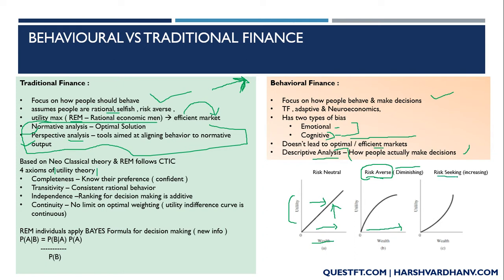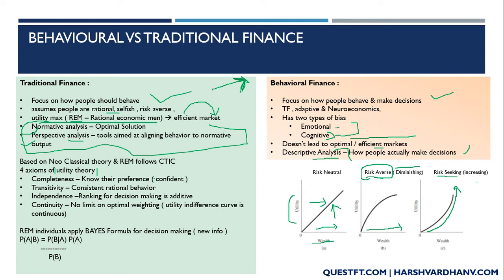And then obviously there is a risk seeking type of investor. As and when his wealth increases, his utility also increases because he is a risk seeking investor, and he will look for investments which will give him a better return than the risk free rate or the conventional market rate.